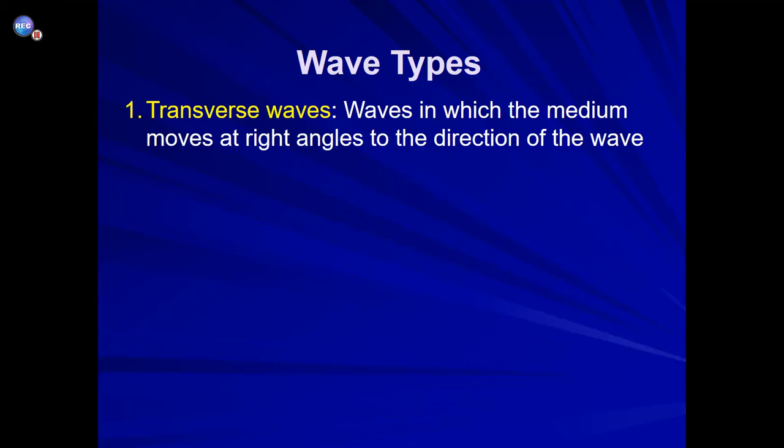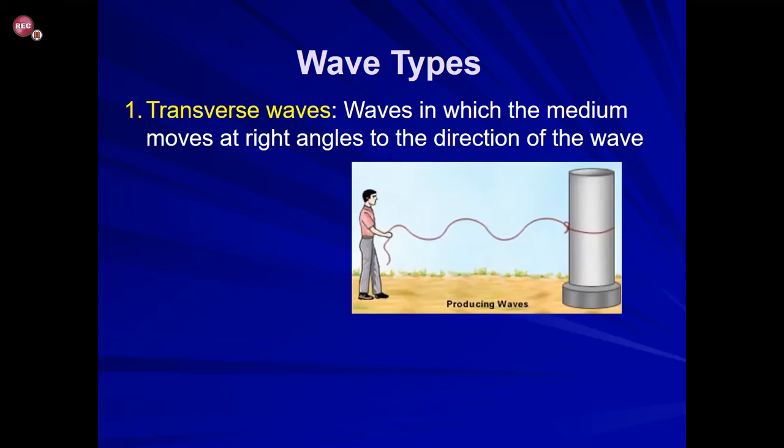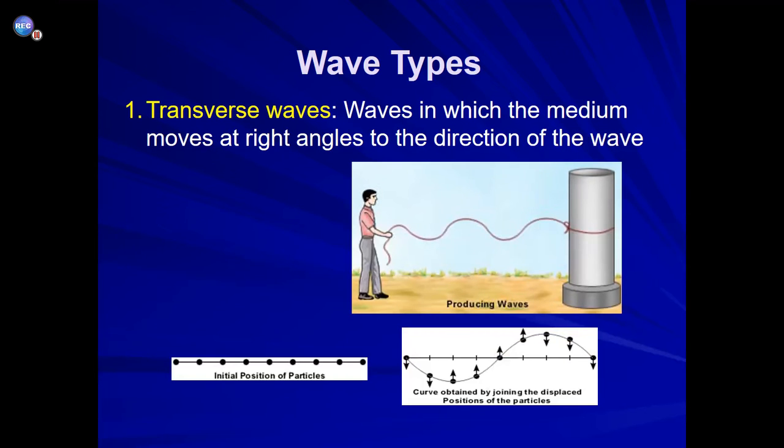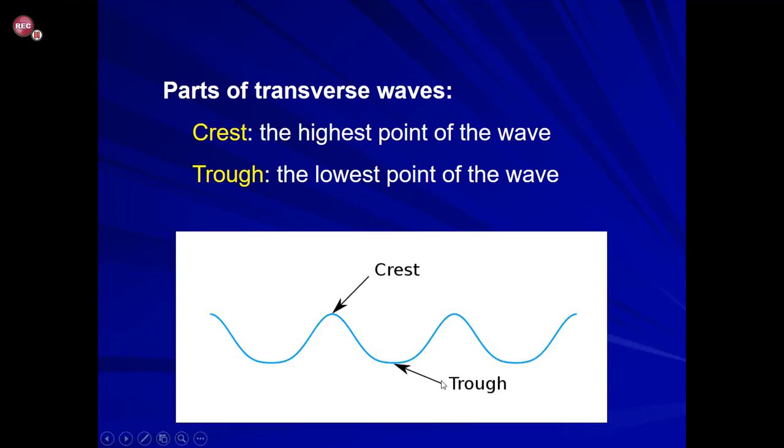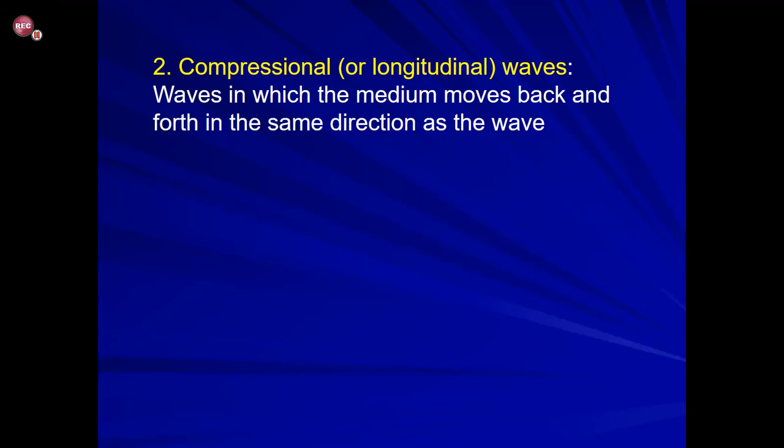All right, transverse waves. These are the waves we always think about. Waves in which the medium moves at right angles to the direction of the wave. AKA, boom, you have a trough and a crest. With the trough being at the low part, the crest being at the high part. So there's the crest, there's the trough.